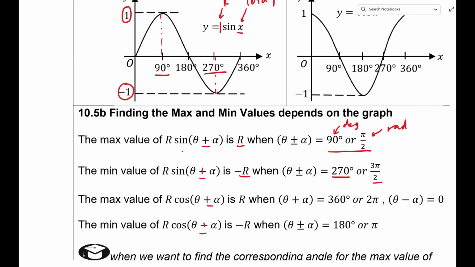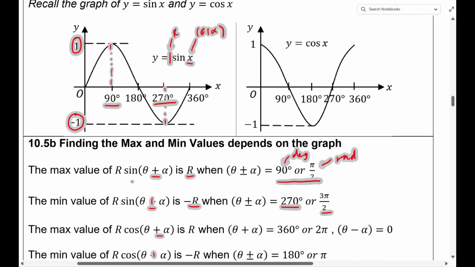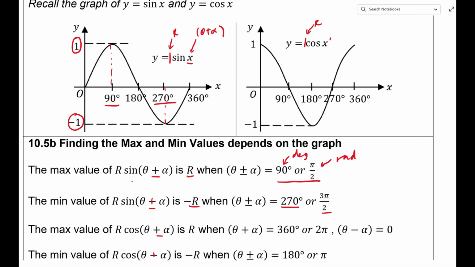Now likewise for the cosine curve. So we put the invisible 1 in front again, which represents our r, and our x is represented by theta plus alpha. So the maximum value of our cosine curve is also 1, which is equal to our r. That's why the maximum value of r cosine theta plus alpha is r.